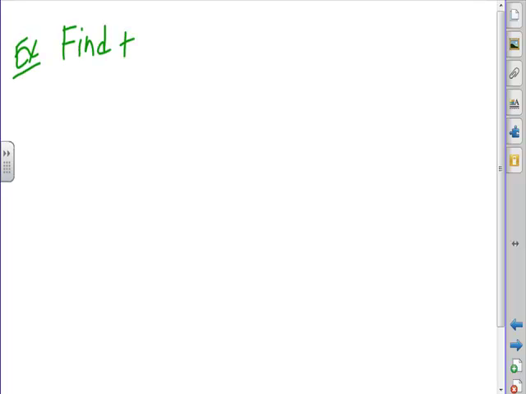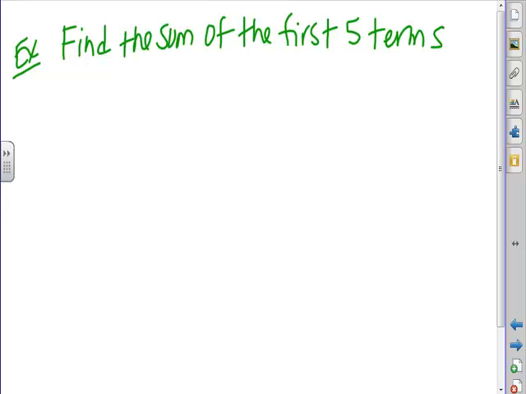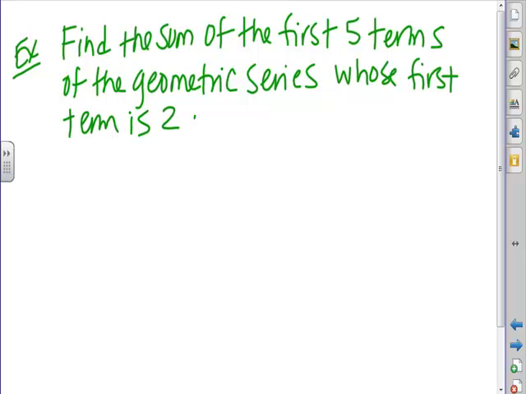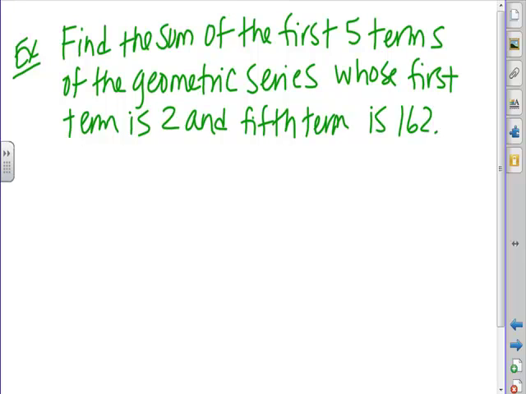Find the sum of the first 5 terms of the geometric series whose first term is 2 and fifth term is 162. So once again, this is really about recognition.